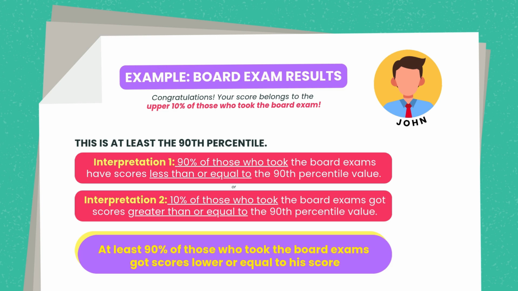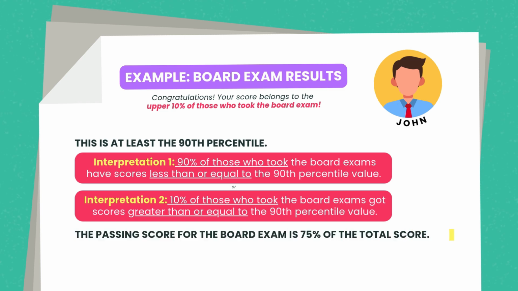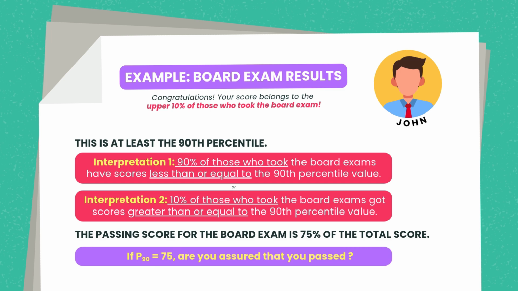Now, what is the passing score for CPA board exams? Let's say the passing score is 75. Suppose that P90 is equal to 75. Are we assured that John passed the board exams? Yes. Because at least 10% of those who took the board exams got scores greater than or equal to 75.